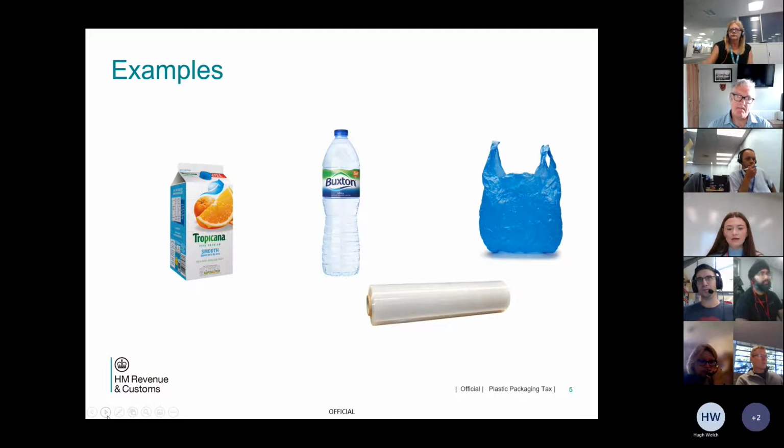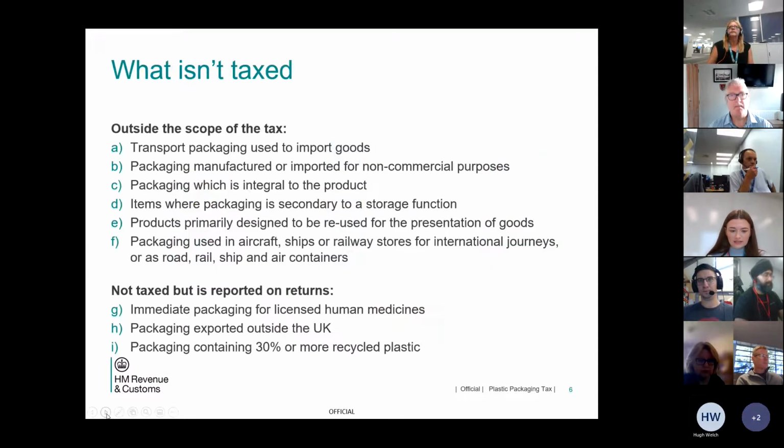Tropicana Tetra Pak. This is a good example of multi-material packaging, but we need to consider the components separately. So the carton element probably isn't in scope as the plastic isn't predominant by weight, but the plastic lid would be. On the bottle, this would be in scope. The lid, label and bottle would be taxed separately and the 30% threshold would be applied to each. Could I have the next slide, please?